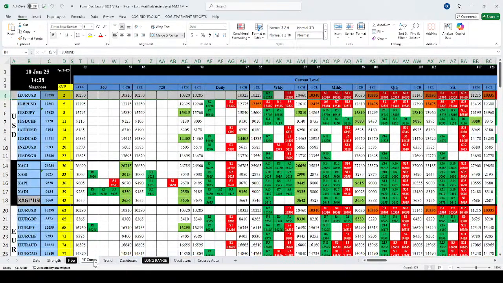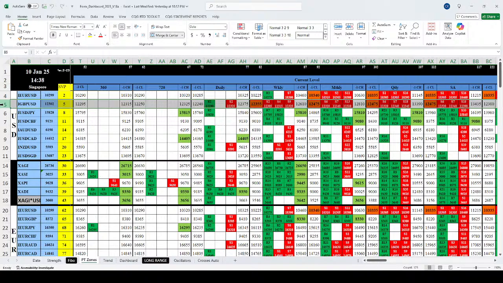So let's look into the PT zones. I think the hourly is flat. Daily we got mixed signals. Weekly and monthly are very weak. In fact, quarterly and semi-annual are all weak, which means this is a mega selling force. This is a mega selling force, which means there is going to be a very big move or a very big drop soon, once the levels break.